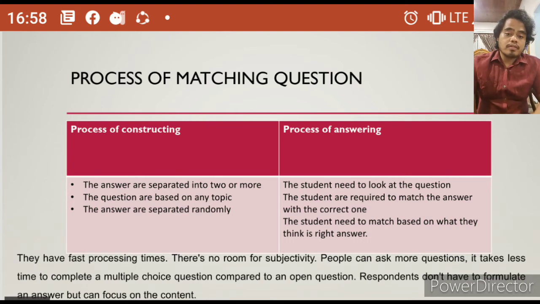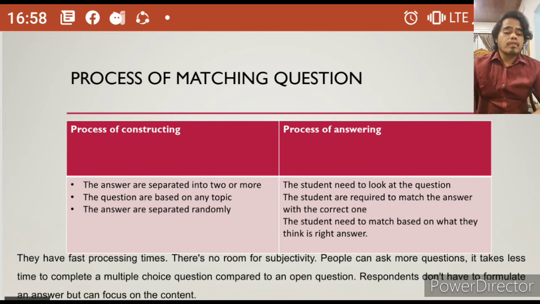The process of constructing is that the tester must use answers that are separated into two or more lists. The questions are based on any topic. The questions are separated randomly so that the student might be confused a little bit, and it will enhance their knowledge. So the process of answering is easy actually. The student needs to look at the question and match the answer with the correct one, based on what they think is the right answer.